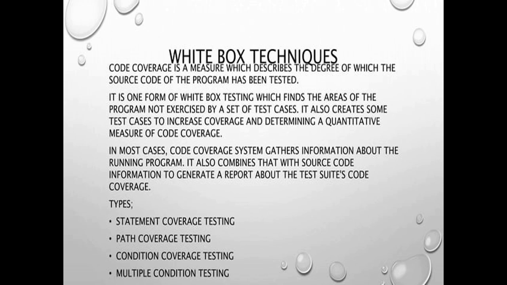Code coverage measures the degree to which the source code of the program has been tested. Once white box testing finds the uncovered areas of the program, it also creates some test cases to increase coverage and determine a quantitative measure of the code coverage. It combines the source code information to generate a report about the test suite's code coverage. So the types covered are statement coverage testing, path coverage testing, and conditional and multi-condition testing. Understand? We shall see what each type speaks for.